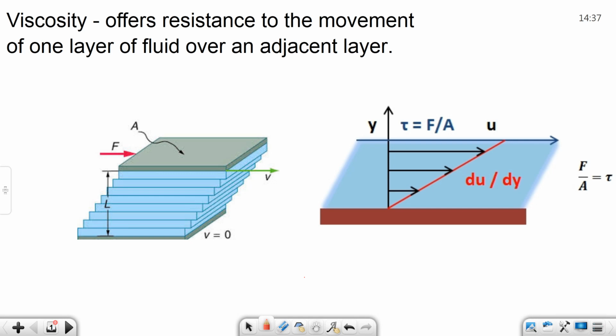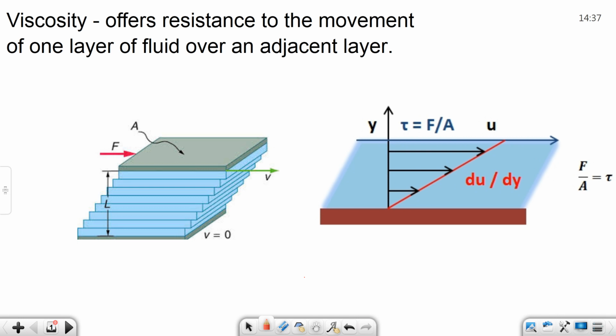Hello everyone. Today we are going to discuss a very important property in fluid mechanics, that is viscosity, in detail. As we know, viscosity is the resistance offered by one layer of fluid over another. So in detail we are going to discuss now viscosity as a property of fluid.